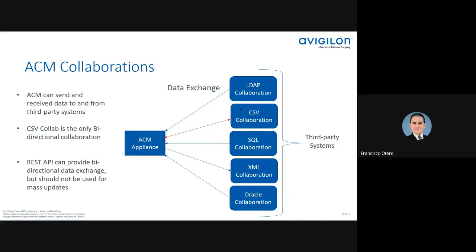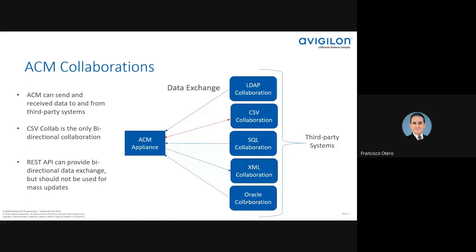I would say CSV collaboration would be the second. This is mainly used to do imports and send data out to other systems. This utilizes not a database, but a file. Usually we call that an Excel file. It's a CSV file, standard format. We can utilize that. SQL is also popular. Similar to LDAP, it will give you the ability to send information into ACM. XML is one that sends information out. And then Oracle would be, I guess, the least popular one.